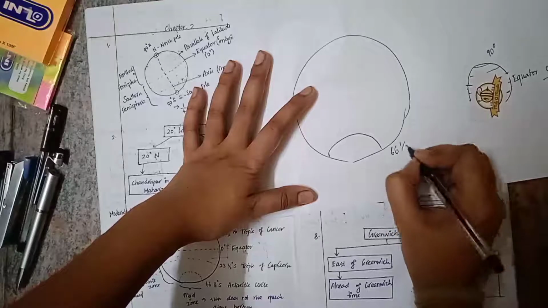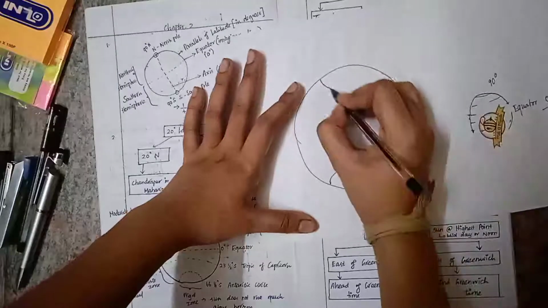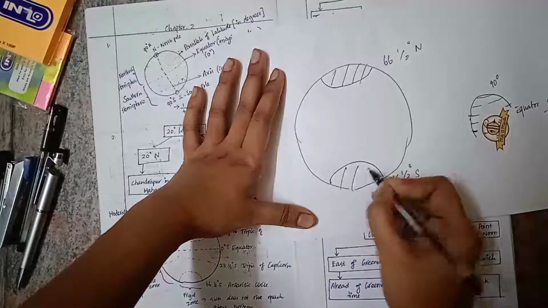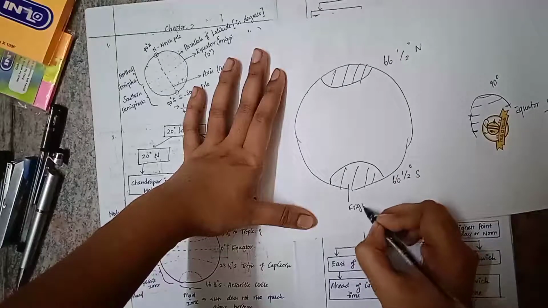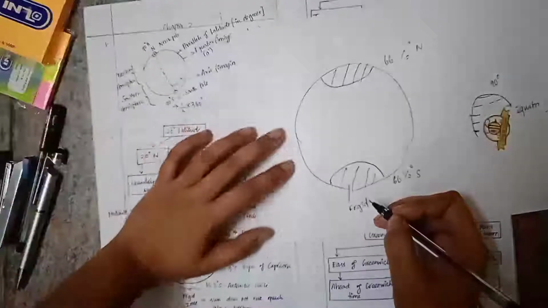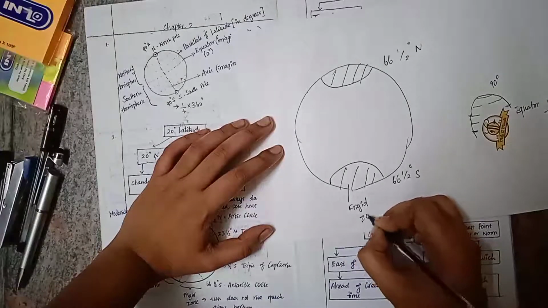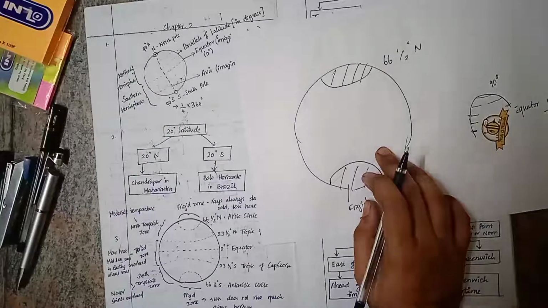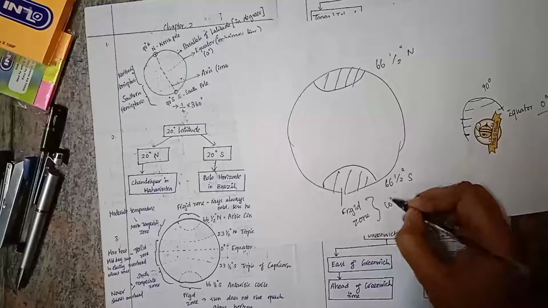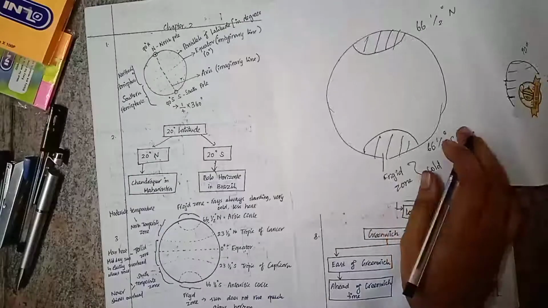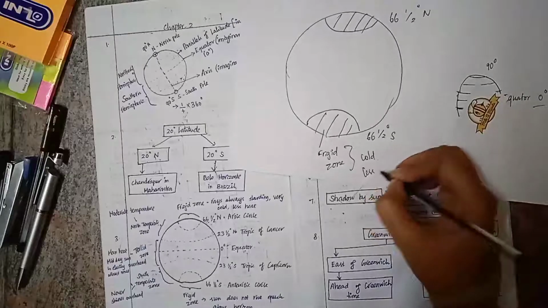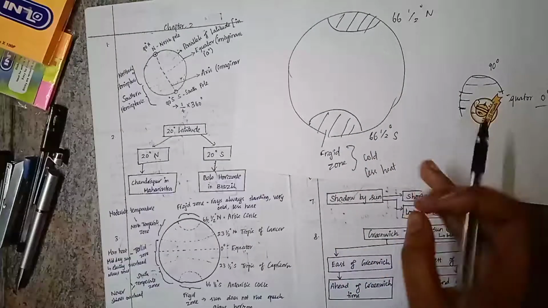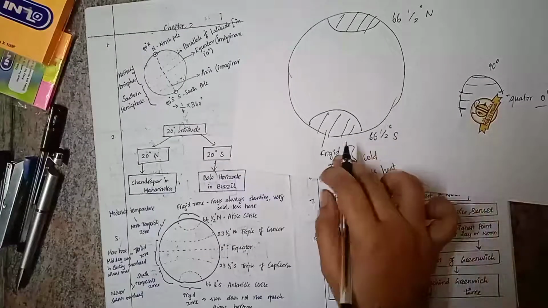Below 66.5 south and above 66.5 north, we have a zone called the Frigid Zone. Why is it called the Frigid Zone? Because the sun does not rise much above the horizon in this place. Because of this, the region is always cold. It receives less heat, and the sun's rays are always slanting in the frigid zone.